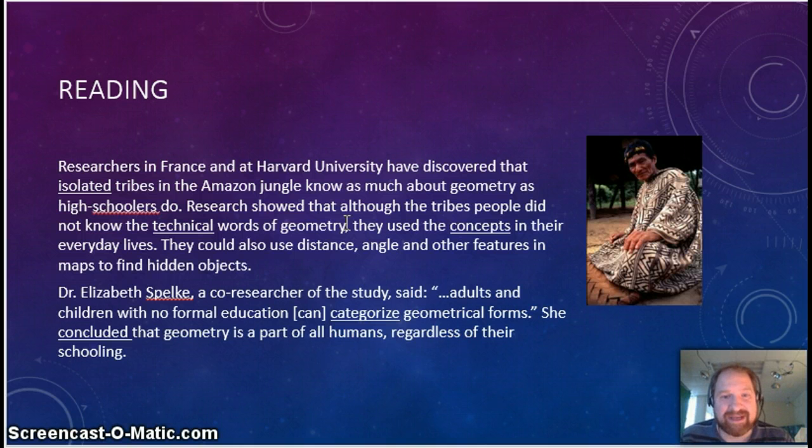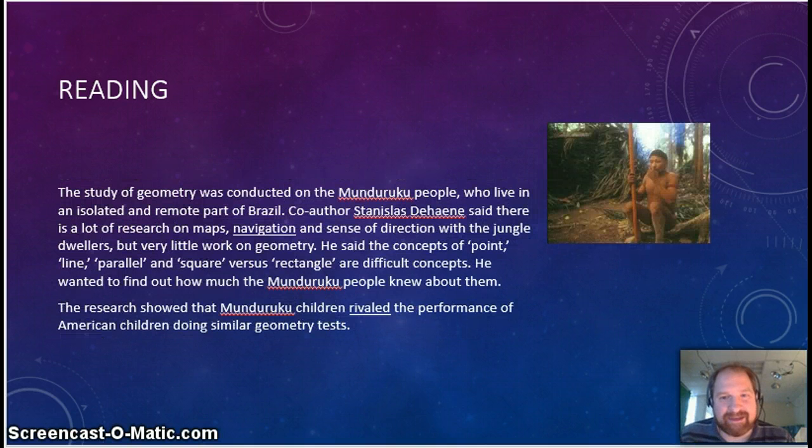They could categorize the geometric forms. They know the shapes. They call them by different names than you do, but they know them. And the researcher concluded right at the end, this was her idea, that all humans, no matter how schooled you are, know some geometry. This study was done with people who live in a very isolated part of Brazil, the kind of place you'll probably never go to unless you're an anthropologist, a very special type of scientist.